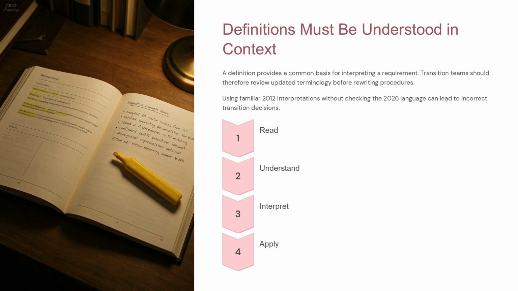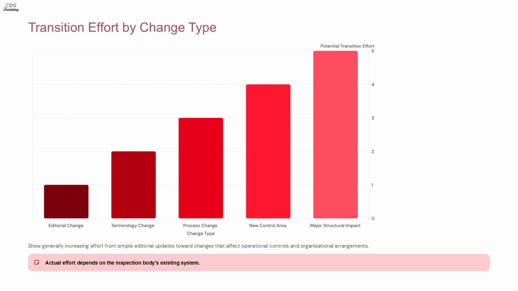A definition provides a common basis for interpreting a requirement. Transition teams should therefore review updated terminology before rewriting procedures. Using familiar 2012 interpretations without checking the 2026 language can lead to incorrect transition decisions. Show generally increasing effort from simple editorial updates toward changes that affect operational controls and organizational arrangements.